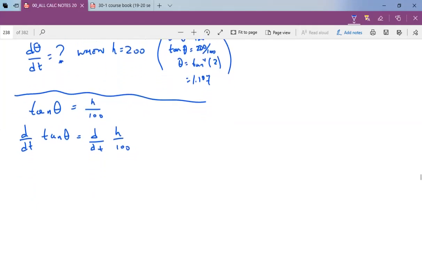So recall that when we implicitly differentiate, when we are differentiating this with respect to time, we take our derivative of that. On the left side, we have secant squared theta, but that has to be multiplied by the derivative of theta with respect to time. Whether you think of that as implicit differentiation or whether you just think of it as the chain rule that we are multiplying by the inside, which is just d theta dt, either way that works. With this one, we have h over 100, so 1/100th dh dt.